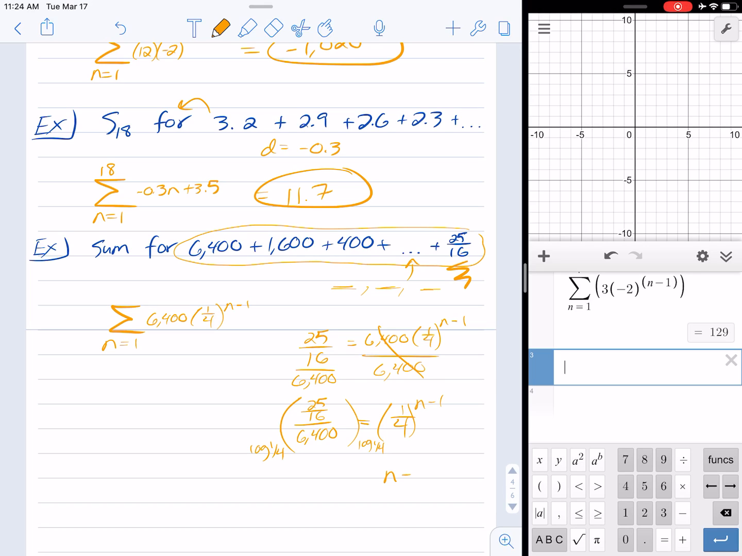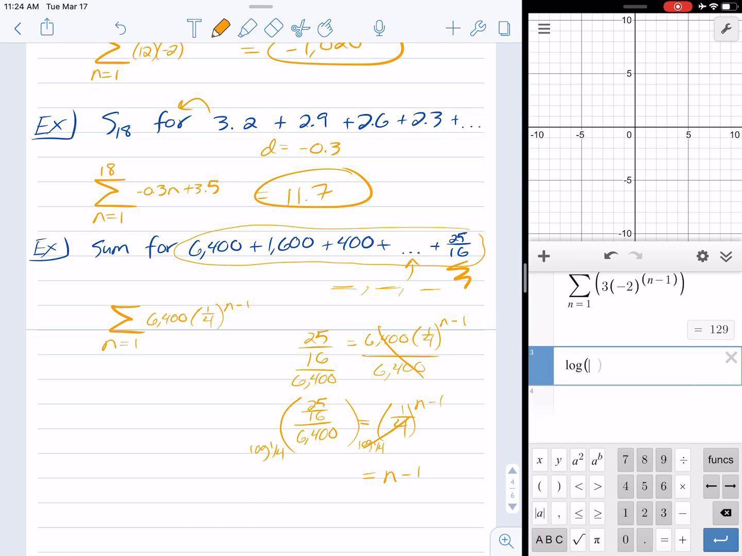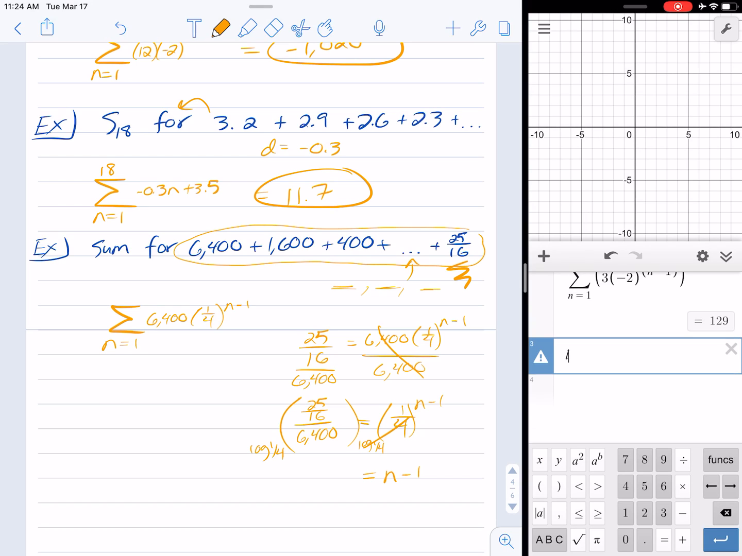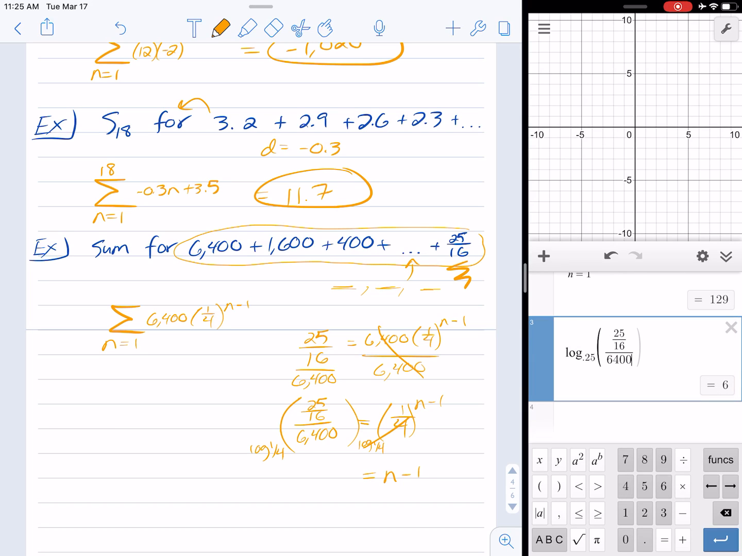But we get n minus 1 equals, let's find out what that log expression is. So under functions, we need to go to log. Actually, we want log base 0.25. We need a couple fractions here. 25 over 16 over 6,400 gets 6. Great. We know it's going to be a whole number, because this series is going to be a whole number of terms, so we get n equals 7.